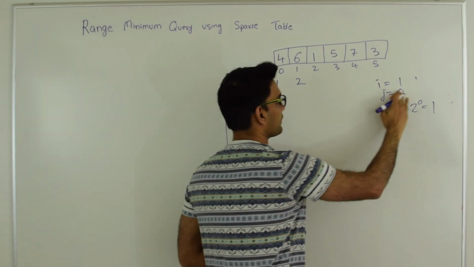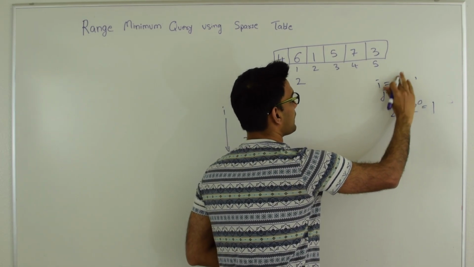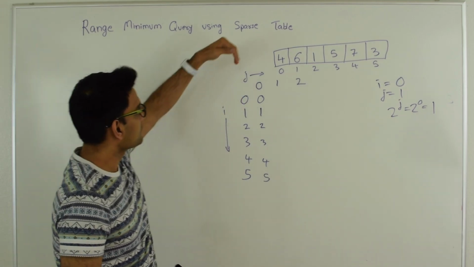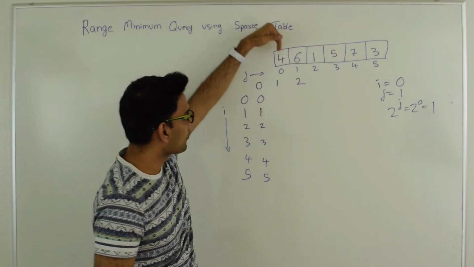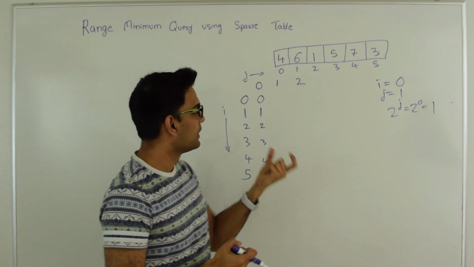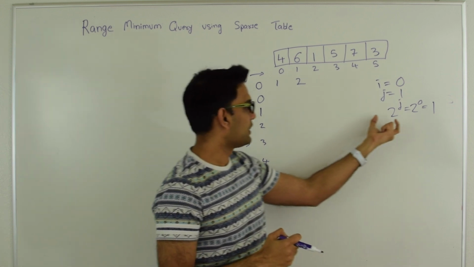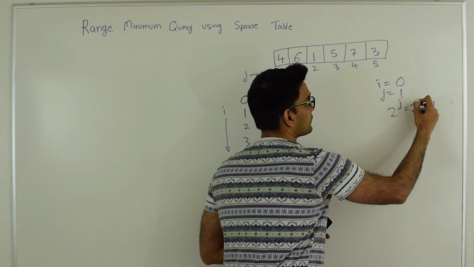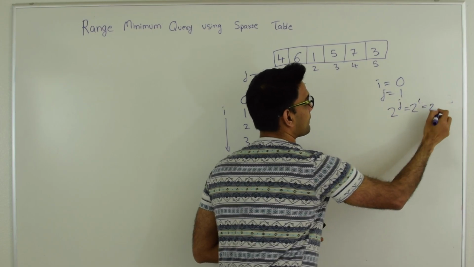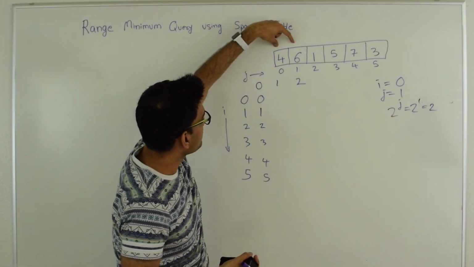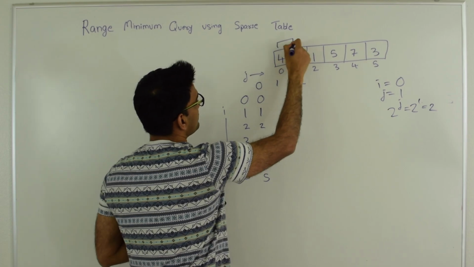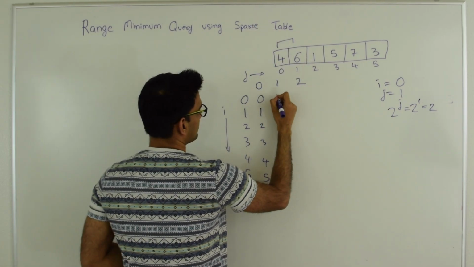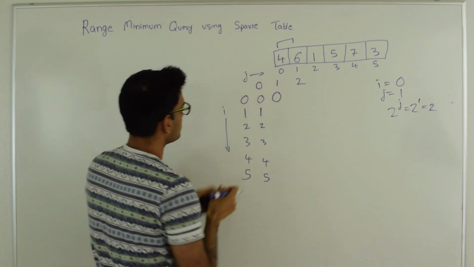So now we increment our j to 1 and i again becomes 0. So starting from 0, we are looking for the minimum among the first 2 raised to 1 elements, so 2 raised to 1 is 2, so the first 2 elements. So starting from 4, what is the minimum among 4 and 6? That value is 4, so the index of 4 is 0. So again, this guy will be 0.